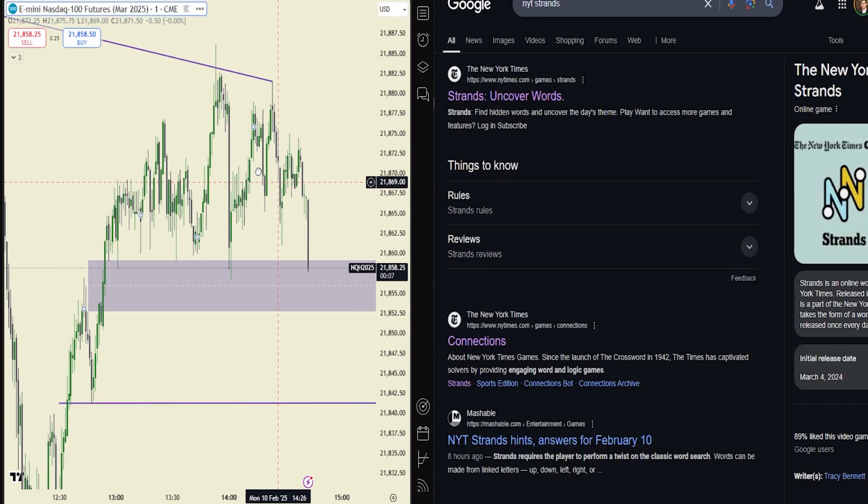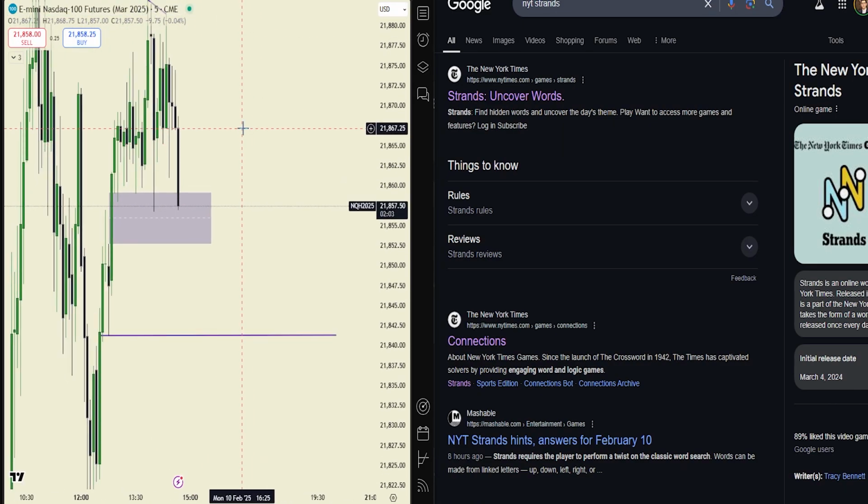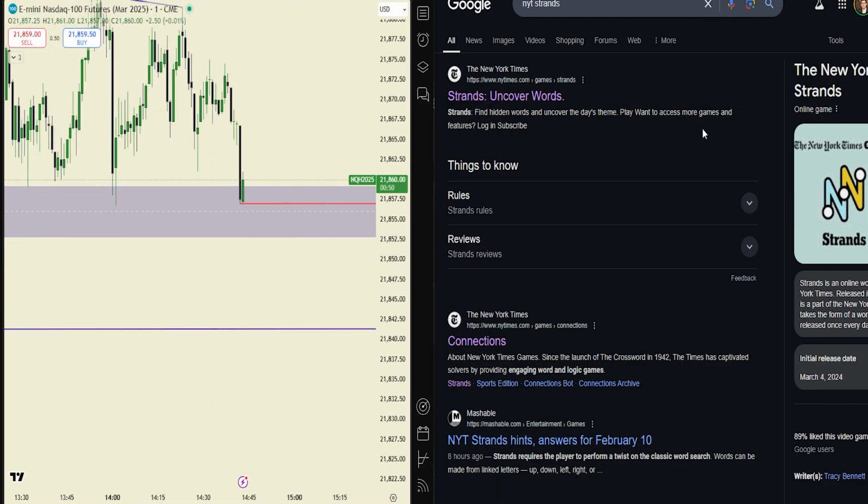Just getting a little bit of momentum down here. So we're going to get a bullish SMT here, I think, at the low. If we tap this low, there will be a bullish SMT on NQ.